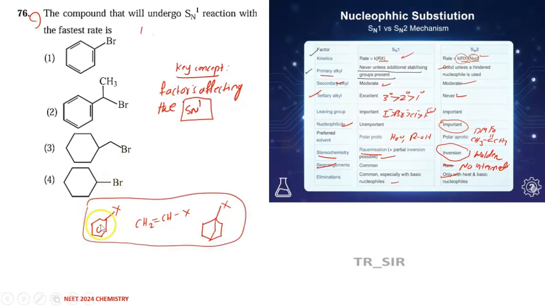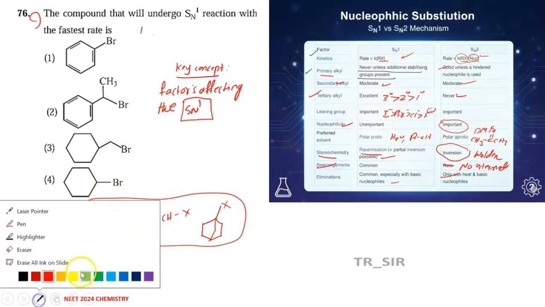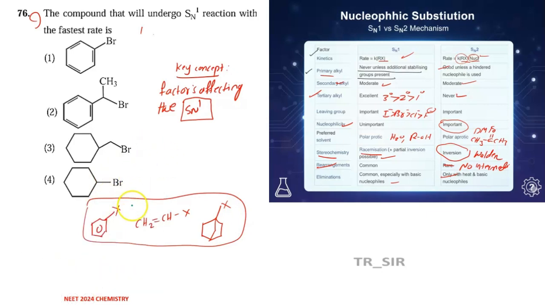Why will it not take place? In halobenzene and vinylic halide, a lone pair is available, giving partial double bond character, so the carbon to halogen bond will not break easily. Here also the same reason, resonance is there. In the bridgehead case, Bredt's rule comes in: the bridgehead carbon should always be sp3 hybridized, not sp2, according to Bredt's rule.